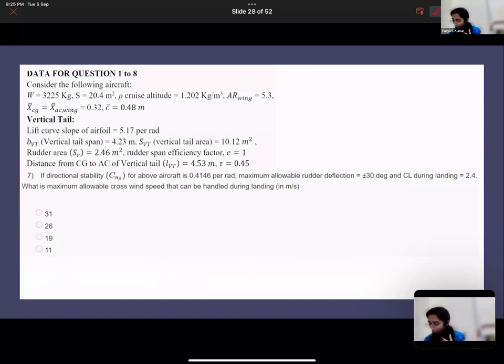Okay. If the directional stability Cn beta for the above aircraft is 0.4146 per radian, notice how it's positive, just like we had seen. Cn beta is positive. Why? Positive beta produces negative force, produces positive yawing moment. Okay, positive N. Maximum allowable rudder deflection is 30 degrees and CL during landing is the same as the previous case, 2.4. What is the maximum allowable crosswind speed that can be handled during landing?